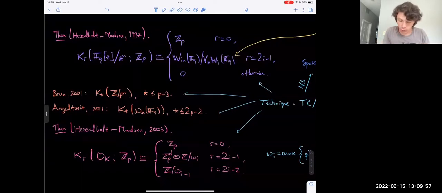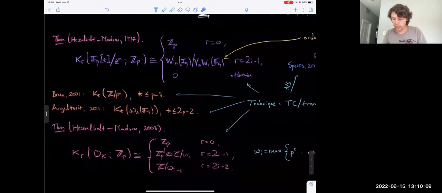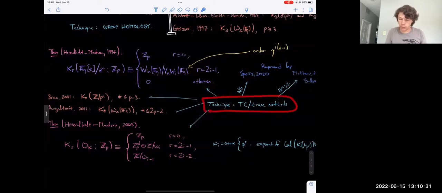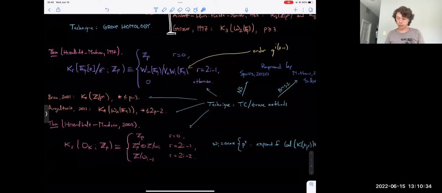They gave this table of groups. So again, it's the p-adic integers when r is 0. It's 0 in positive even degrees. And it's this complicated formula involving the big Witt vectors. It doesn't really matter what that is. Let me just emphasize that the order is this number, q to the i times n minus 1. Here, i is this number, and n is again the power that we're quotienting by. So their technique uses what are called trace methods and topological cyclic homology, called TC. We'll get back to that in a bit.